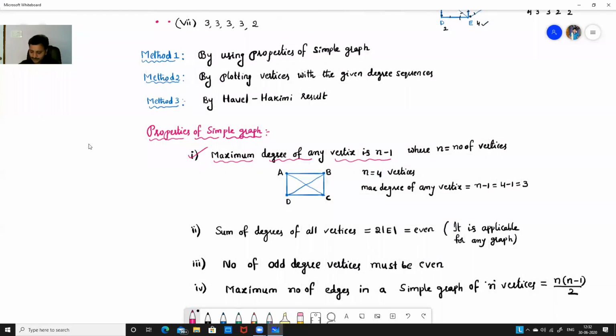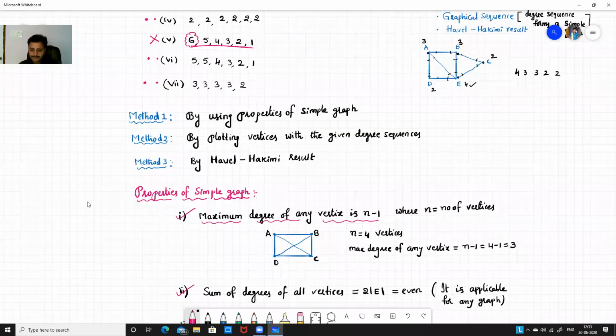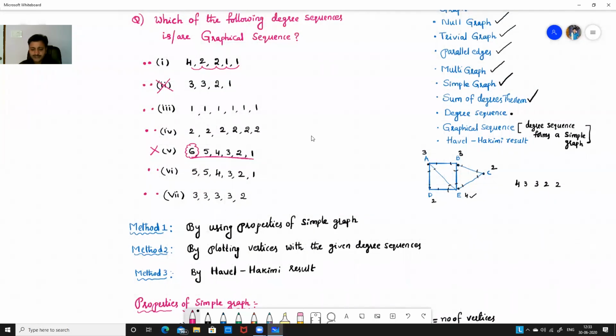Now look at the third property. The number of odd degree vertices must be even. Let me check what the odd degree vertices are. In the first problem, 1 is nothing but an odd degree, and here also there is 1 odd degree. In total, how many odd degree vertices? 2 odd degree vertices, which means an even number of odd degree vertices.